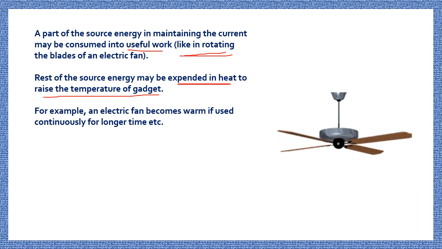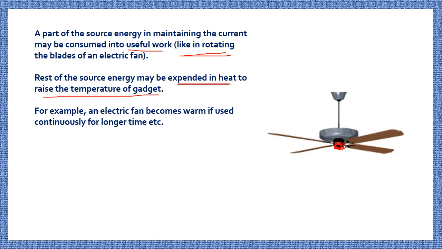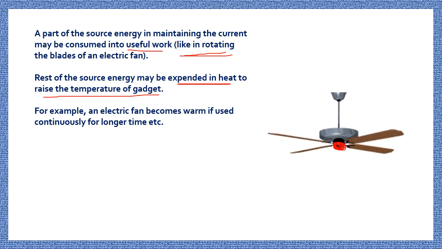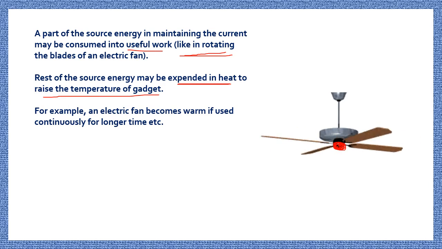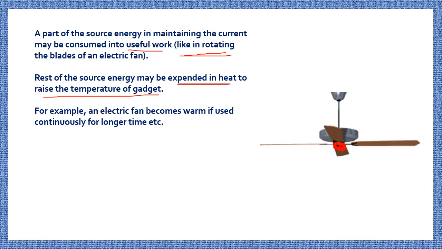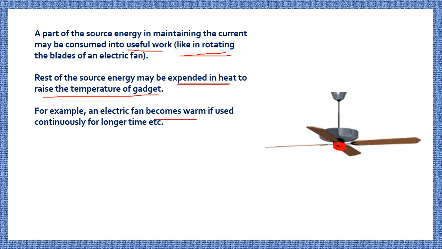If you touch the motor of this electric fan, you feel it is hot. So how come it is hot? Some amount of energy is used to make this portion, this motor portion of the electric fan, hot, and that is an undesired thing. Fan is designed to rotate and to give air, but the motor is getting hot. Why? Because some amount of the energy is used over here. Okay, so the electric fan becomes warm if it is used continuously for a longer time.